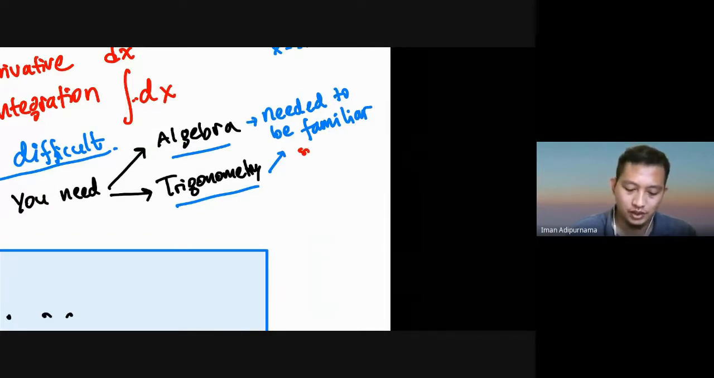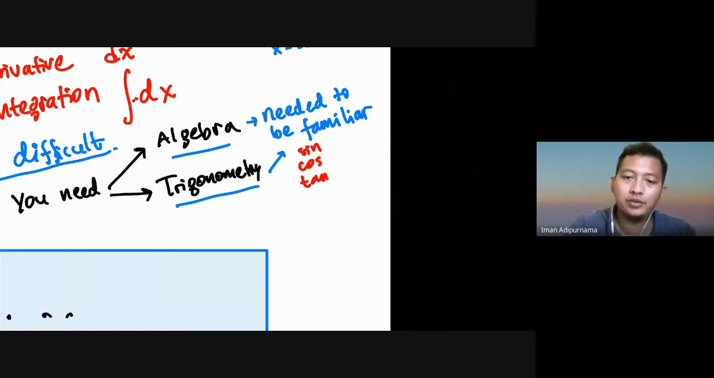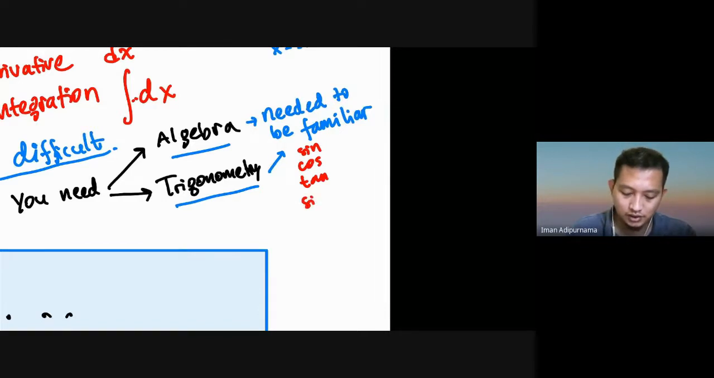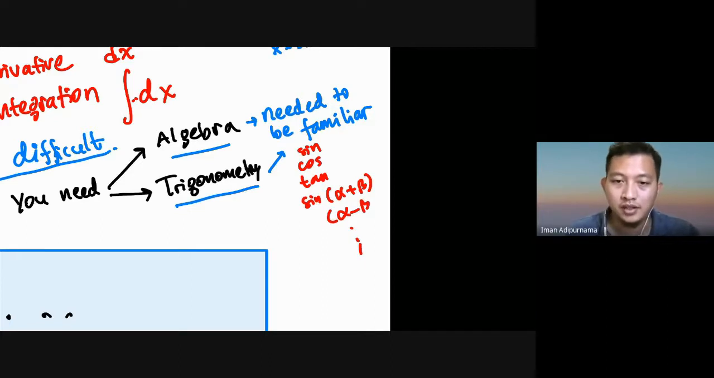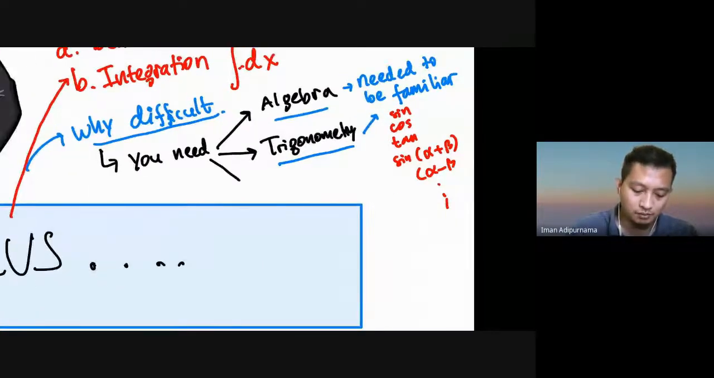So if you guys are having trouble with the basic sine, cosine, tangent, you need to review a little bit of trigonometry, like the double angle formula, like sine of a plus b, a minus b, and so on. You have more and more in trigonometry, right? And you need to be familiar. Okay. The third one is about functions.